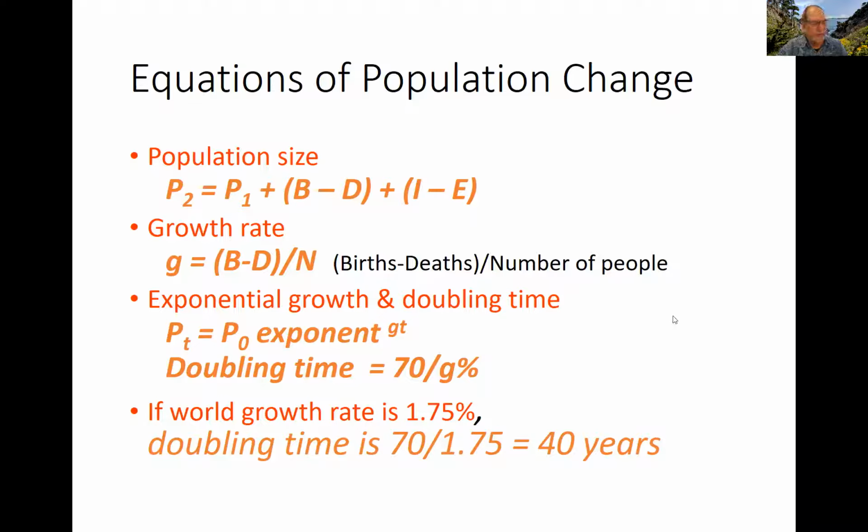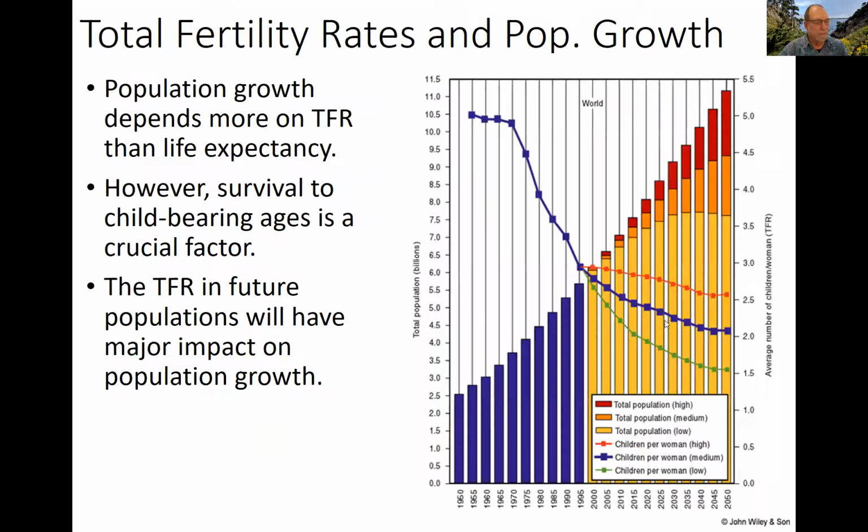Well, let's look at how these factors have changed globally over time. So population growth depends a lot more on the total fertility rate than life expectancy. What does that mean? Well, it makes sense because people are not fertile for their entire lives. So people tend to have children relatively early in life, more or less in the first third or first half of life, whereas they continue to survive and grow for a lot longer than that.